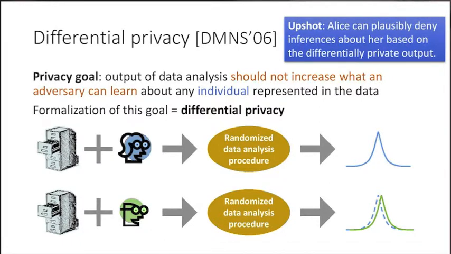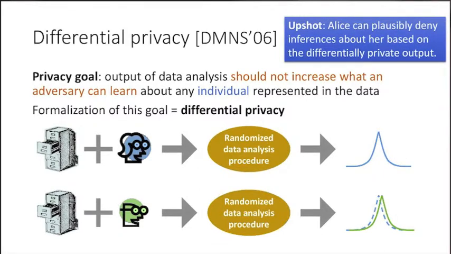So from the perspective of Alice, if an attacker or some adversary wanted to draw some conclusion about Alice after looking at the output drawn from this, then Alice can plausibly deny whatever inference this adversary is making, because you can say that, look, you would have seen basically the same thing if Bob was in the data instead.